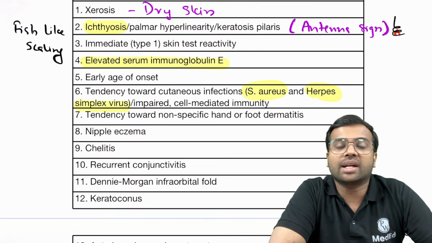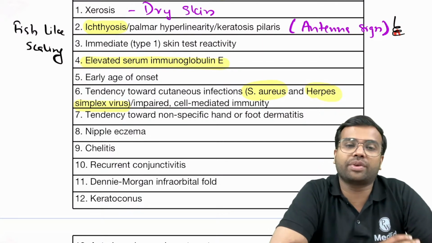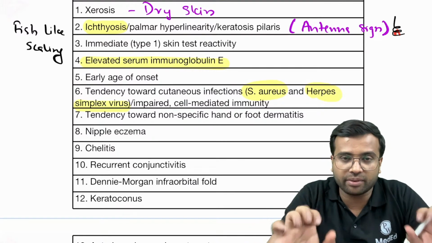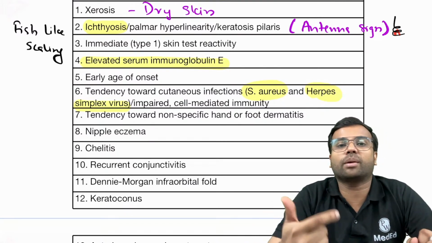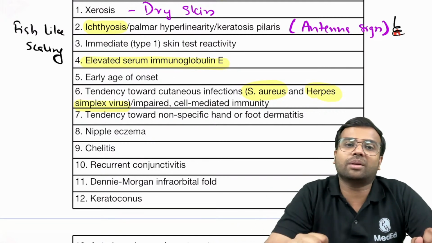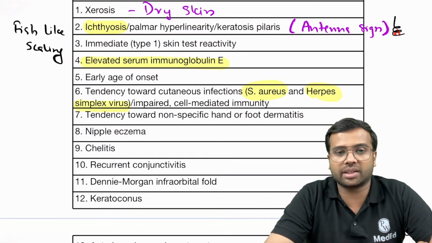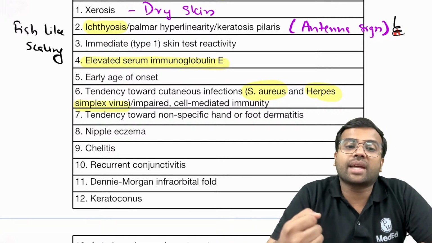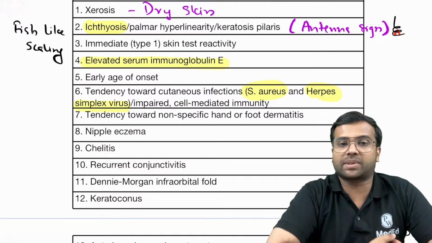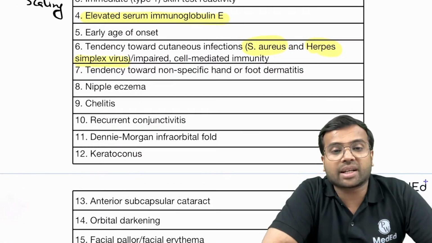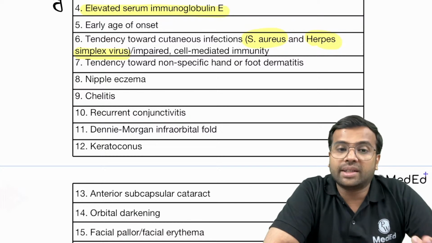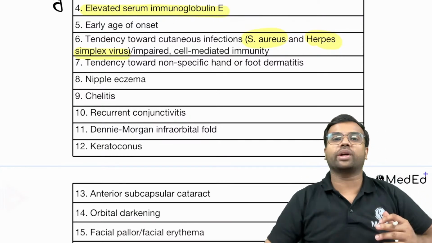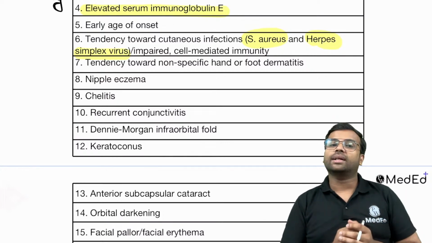Now the next one is tendency towards non-specific hand or foot dermatitis, because basically they are going to have dry skin, so they may have more tendency toward hand dermatitis and foot dermatitis. Nipple eczema has also been reported. Cheilitis around the lips is also reported. Recurrent conjunctivitis is also reported. Dennie-Morgan fold. I have an image of a Dennie-Morgan fold today, so I'll be showing this image in a while.